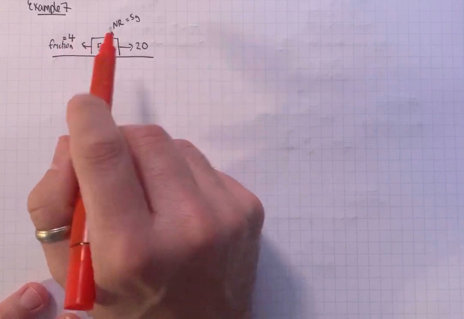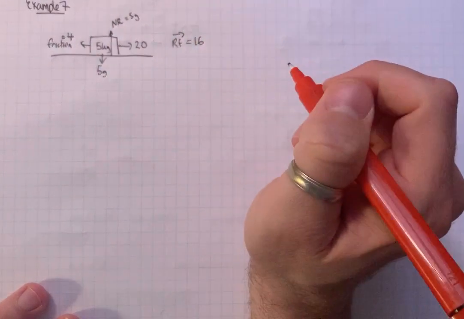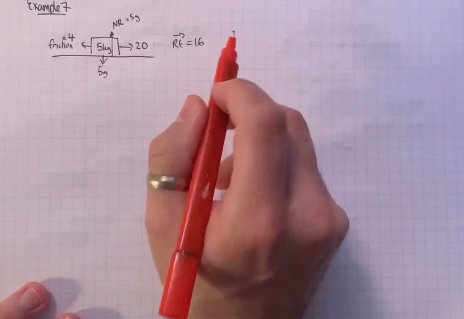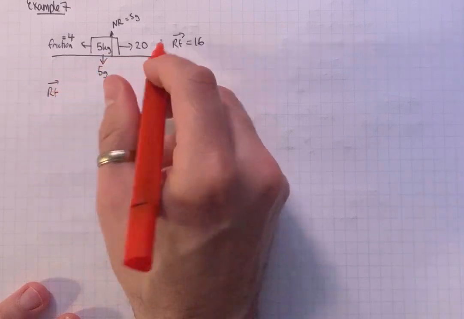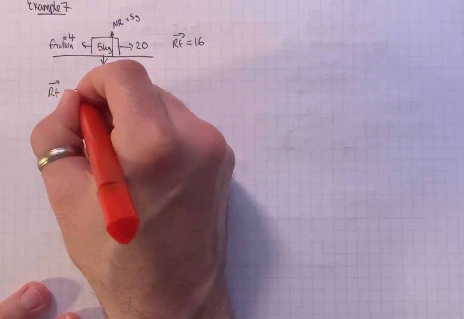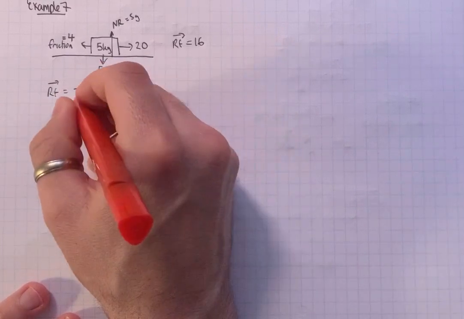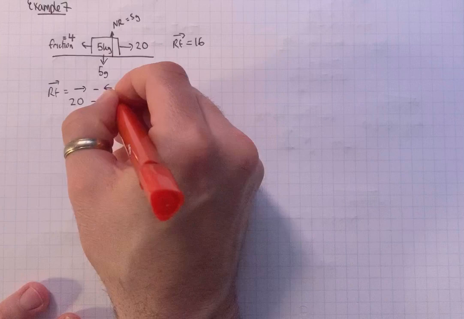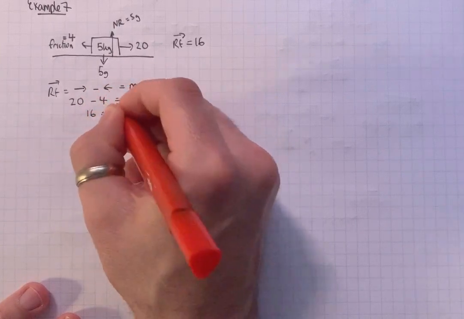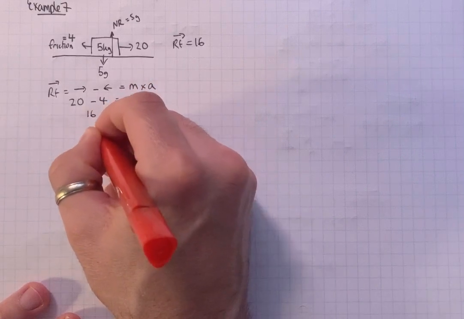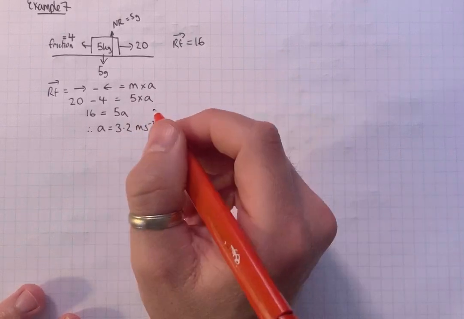So overall, we've got a resultant force of 16 to the right, so it's going to accelerate to the right. Resultant force to the right, because that's the bigger force: forces to the right minus forces to the left equals ma. So I've got 20 take away 4 equals 5 times a, and this is where the 16 comes from. Therefore, a equals 3.2 meters per second squared.